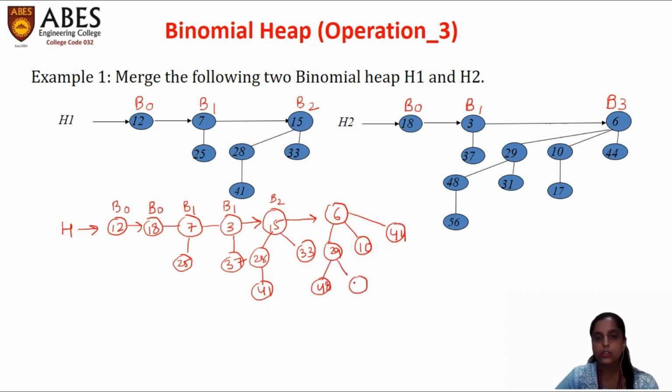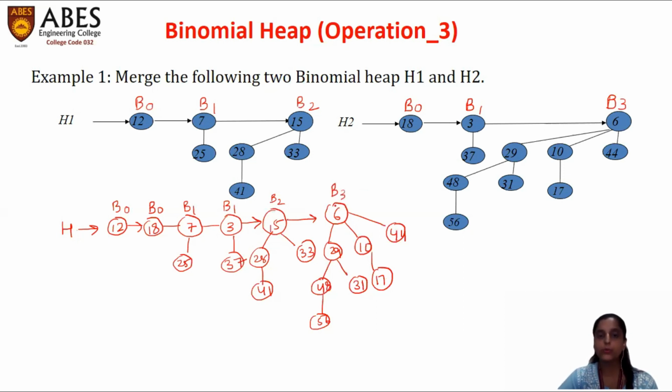48. 31. And here we have 56. For 10 also we have one child node, that is 17, and I think we are done, right? So this is our resulting binomial heap. When we have merged two binomial heaps together, we got this binomial heap as our resulting binomial heap.